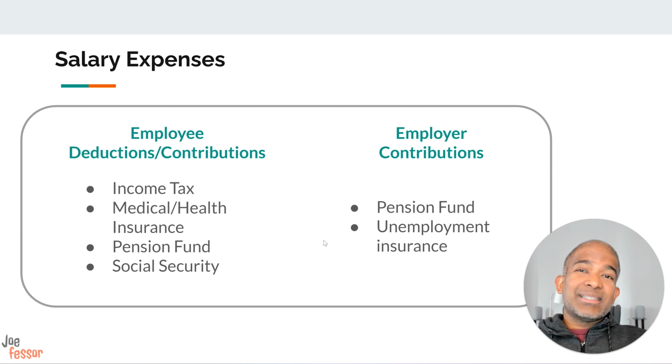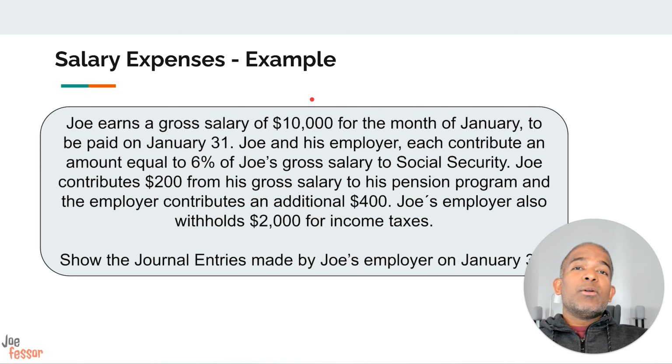Remember that specific types and amounts of contributions will depend on location, government regulations, and company benefit packages. This list isn't exhaustive by any means, and there might be other types of deductions or contributions in certain specific circumstances. Now let's see how the concepts we've discussed translate into actual accounting journal entries through a real-world example.